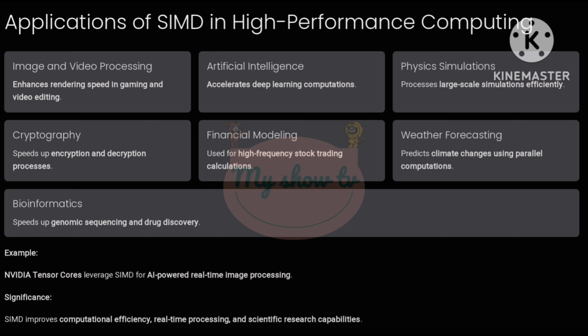7. Bioinformatics and genomic sequencing. SIMD speeds up DNA sequencing and drug discovery by processing genetic data in parallel. Example: NVIDIA Tensor Cores leverage SIMD to enable AI-powered real-time image processing. Significance: SIMD is crucial for real-time processing, AI computations, and scientific research, offering massive improvements in efficiency and speed.